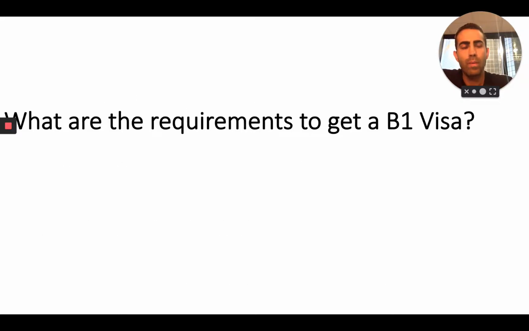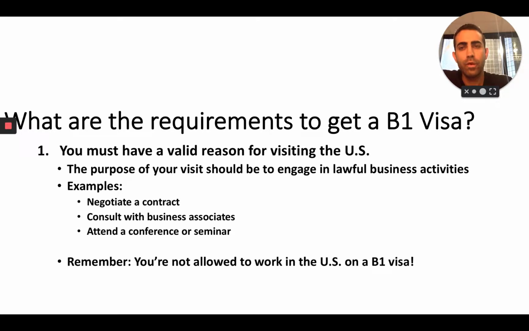So what are the requirements to get a B1 visa? First, you must have a valid reason for visiting the US. So the purpose of your trip to the US should be to engage in lawful business activities. One example of such an activity would be to negotiate a contract, to consult with some business associates, or to attend a conference or seminar. Those are some examples of permissible activities on a B1 visa. What's not allowed on a B1 visa is for you to work in the United States. So again, it's very important to note that.